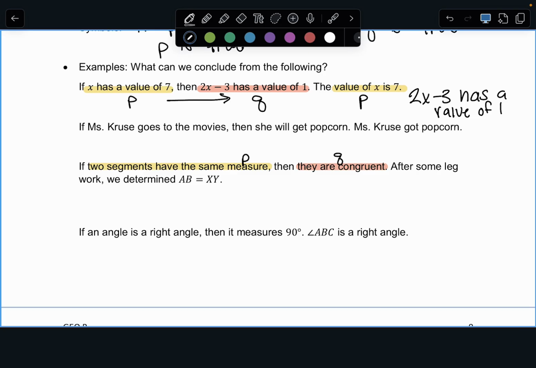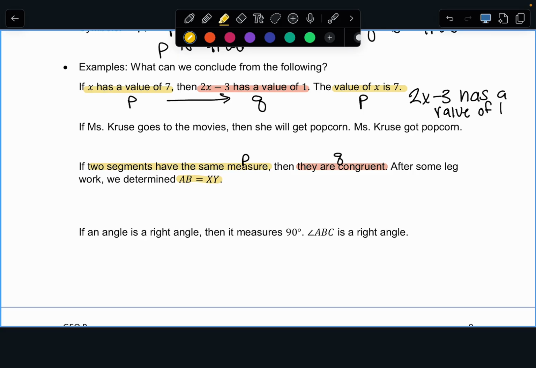And then it says, we determined that AB is equal to XY. Does this piece, AB equals XY, deal with segments having the same measure or segments being congruent? Does this have a congruence symbol? No. So it's yellow. It's same measure. Remember, when we write the segments down without the segment symbol on top, we're talking about their length. So this right here is a specific example of two segments having the same measure.